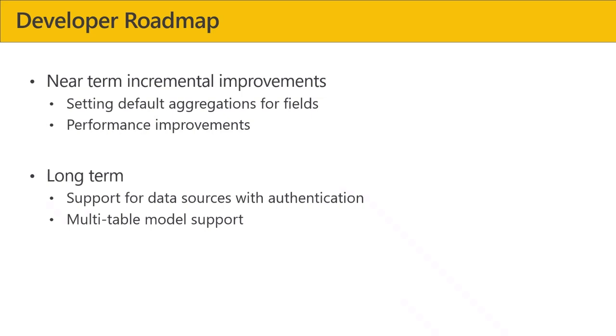We also have some changes coming to, for example, set the default aggregation for fields. By default, in general with Power BI, any numeric column is summed by default, but sometimes that doesn't make sense. For example, an ID column, or maybe it's ratings. Or years, yes. All of those things, summing is not what you want to do with them.